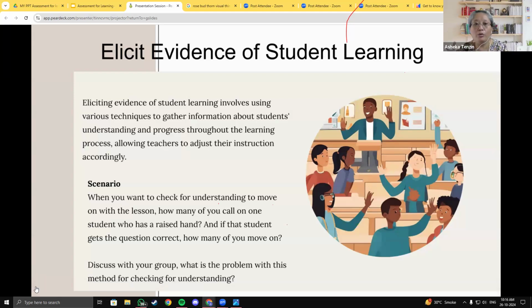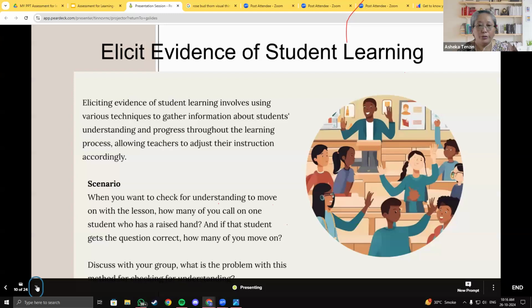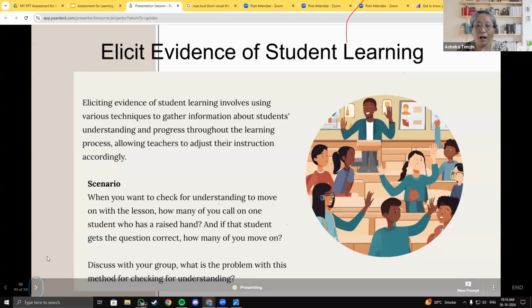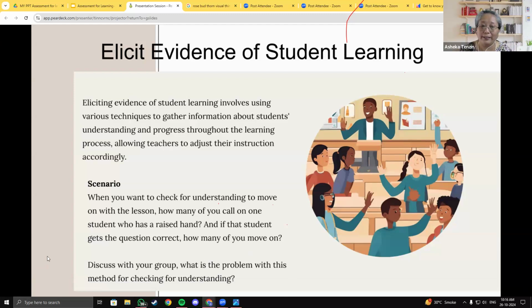Now, how will you know that students have learned? So for this, okay, I want you to think about this particular scenario. When you want to check for understanding to move on with the lesson, how many of you call on one student who has a raised hand? Okay, be honest and think about it. And if that student gets the question correct, how many of you move on?